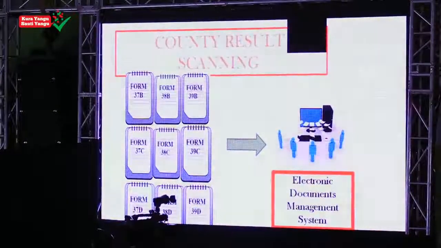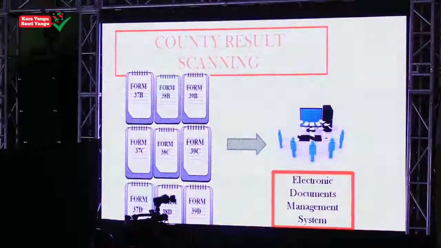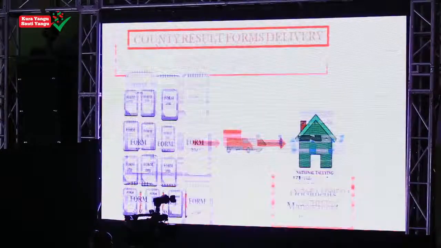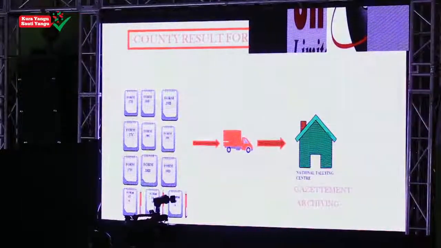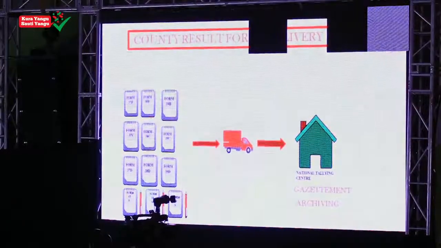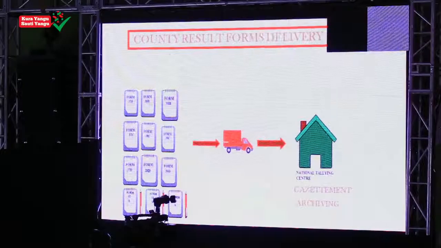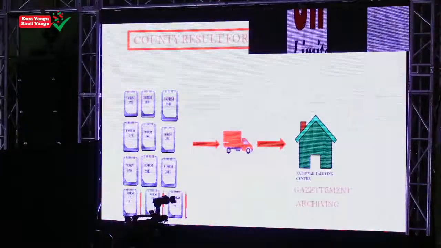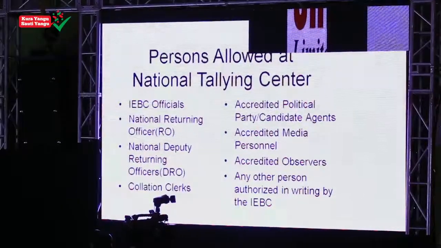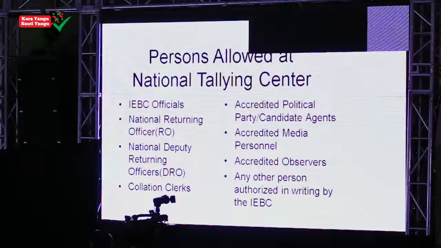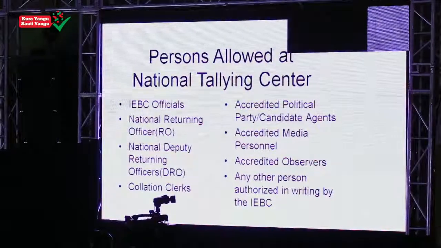After that, we scan those forms. The returning officer at the county is expected to scan the forms and then post them at the electronic document management system for the same thing, to improve transparency and for the public to be able to access the forms. After that, those forms are then taken to the National Tallying Center for purposes of archiving. Next slide. At the National Tallying Center, those are the people allowed under the law. It's the same as the polling station, county, and constituency.